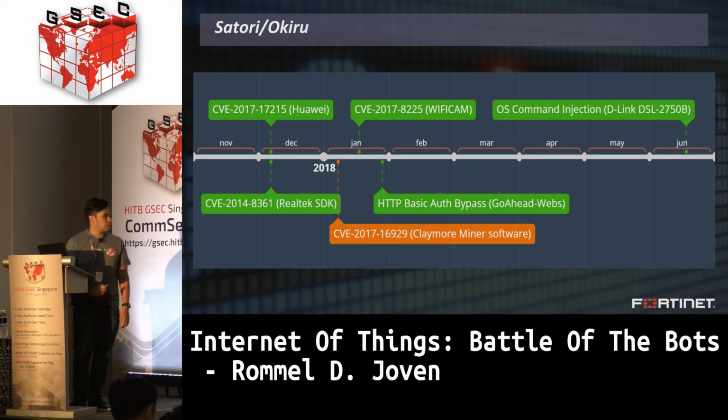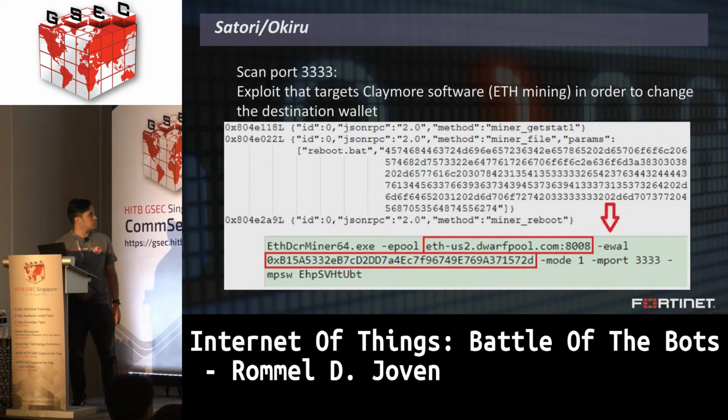Then the interesting stuff is this CVE right here. It targets the Claymore miner software. What the botnet does is it scans port 333. Then it targets the Claymore mining software. And it changes the destination wallet. So instead of going to the host or the proper user, it changes the destination wallet to its own.